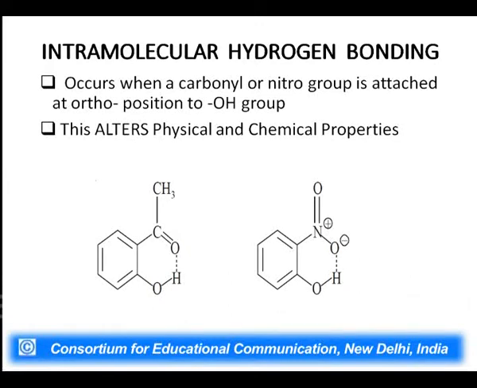Second, because of intramolecular hydrogen bonding, ortho-nitrophenol will not be soluble in water. So we can exploit this to separate a mixture of phenol, ortho-nitrophenol, and para-nitrophenol by steam distillation. That is, ortho-nitrophenol, since its boiling point is low, is steam volatile. And secondly, it is not soluble in water because of the predominance of intramolecular hydrogen bonding. And we will be able to separate the two structures, that is ortho-nitrophenol and para-nitrophenol.